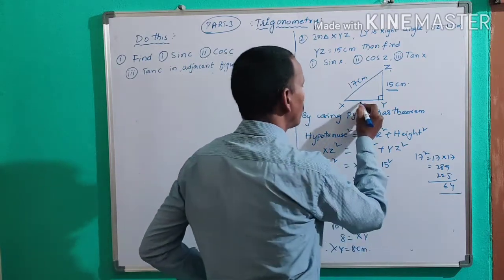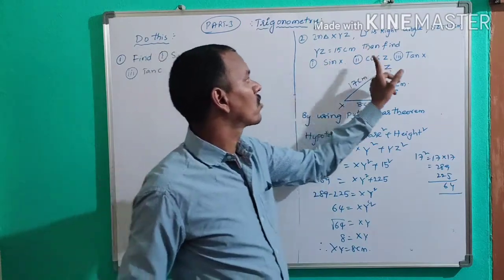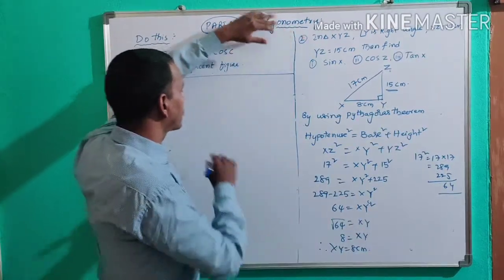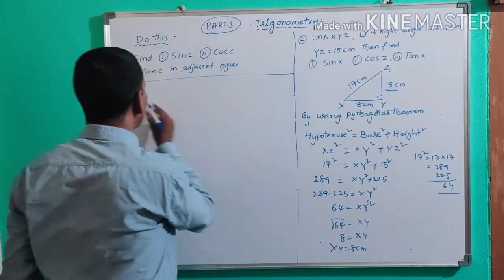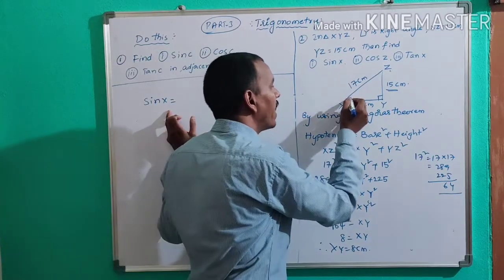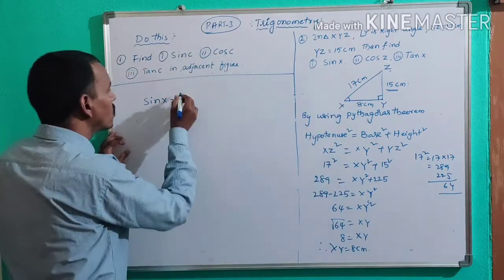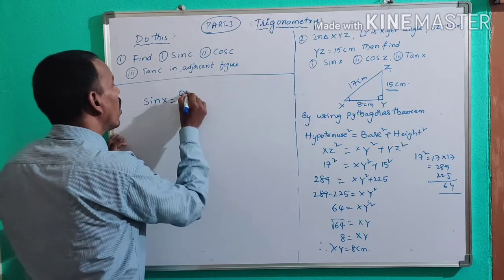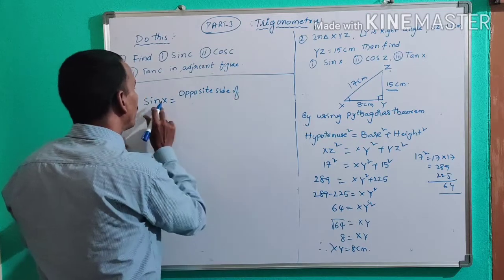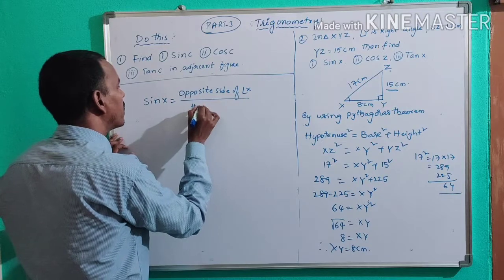Now we have all three sides, so we can find sin X, cos Z and tan X. What is the first one? Sin X. Angle is X here. So sin X is equal to what? What do we know about sin X? Opposite side of angle X by hypotenuse.